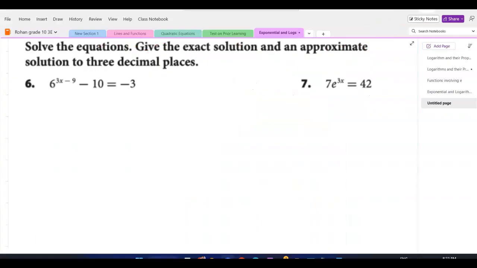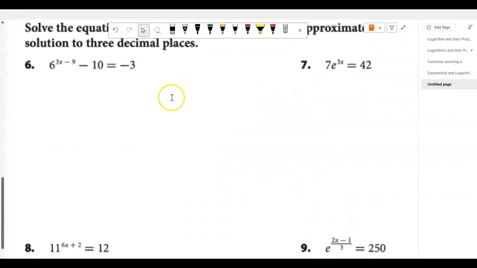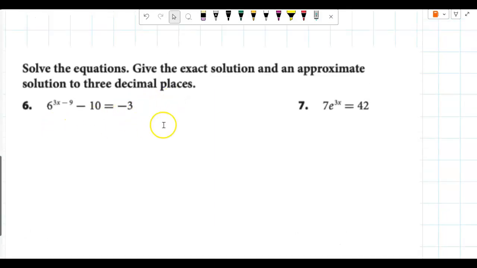Okay. So solve the equation, give the exact solution. So first we'll get the exact solution. How do you do this? First you bring the 10 to the right side. So 6 to the power 3x minus 9 is equal to 10 minus 3, correct? So 6 to the power 3x minus 9 is equal to 7.